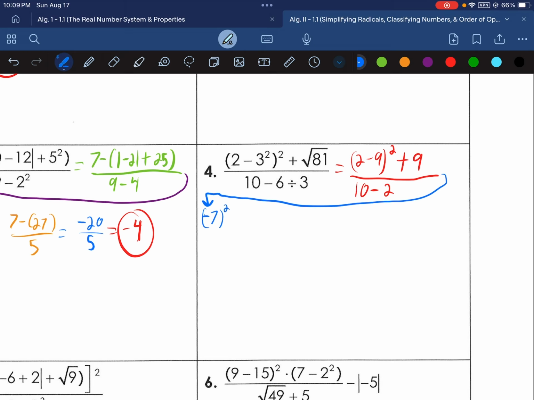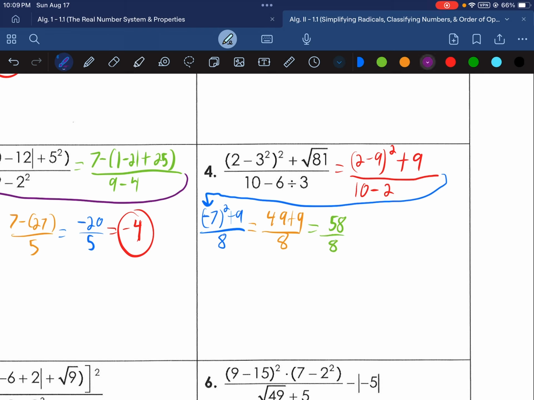2 minus 9 is -7. So we have -7 squared plus 9. On the bottom, 10 minus 2 is 8. So -7 squared is -7 times -7. A negative times a negative is a positive, so we get 49 plus 9 over 8. 49 plus 9 is 58.